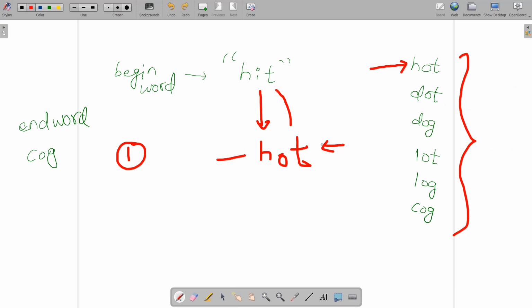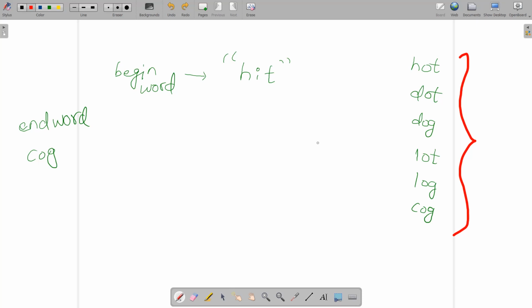Okay, so we need to find the shortest transformation sequence such that all these criteria are satisfied, and the number of words from source to destination should be minimized, since we have some integer that should be minimized. So we are going to use breadth first search. Let me write down BFS. What BFS is going to do is perform a level order traversal. So this is at level equal to 1.